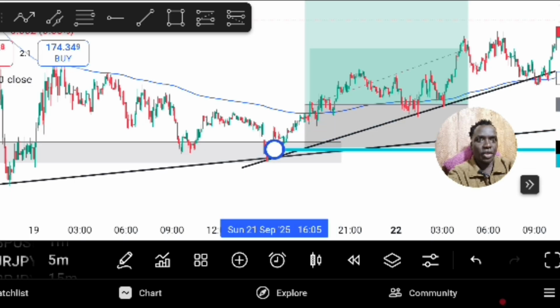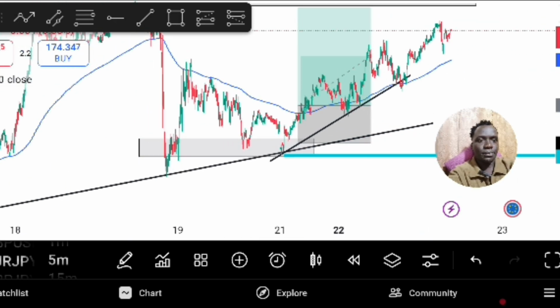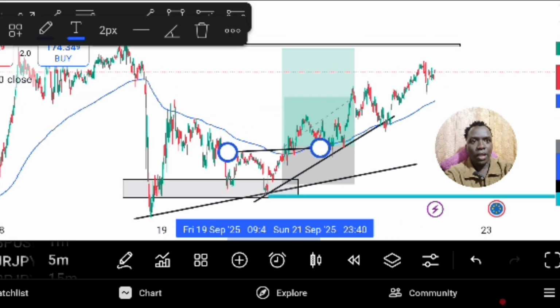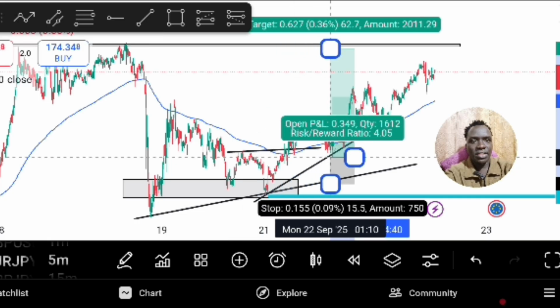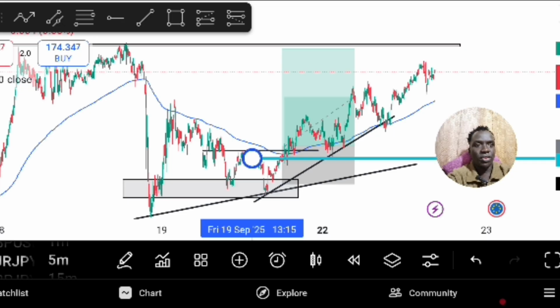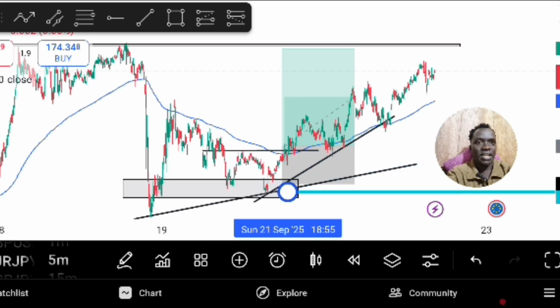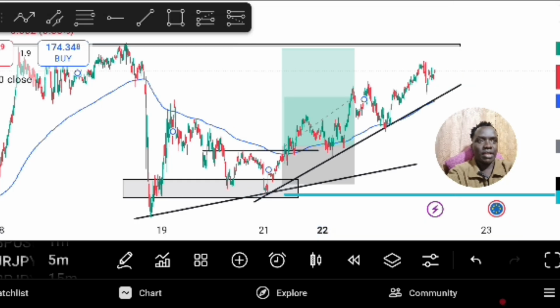And then on waiting, I saw the price came and broke above this structure. So after the price came and broke this structure here, I then had to take my entry, just waiting for the take profit to be hit.